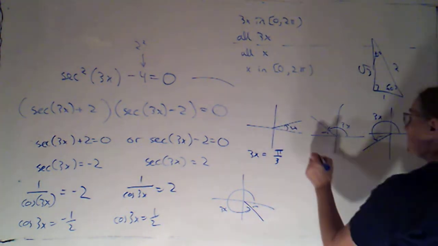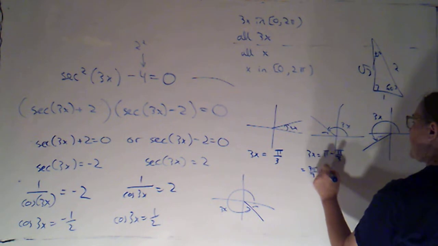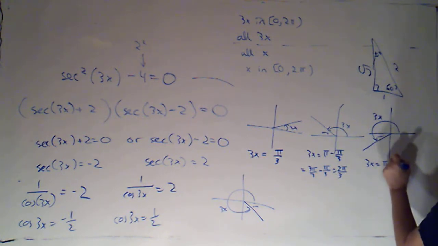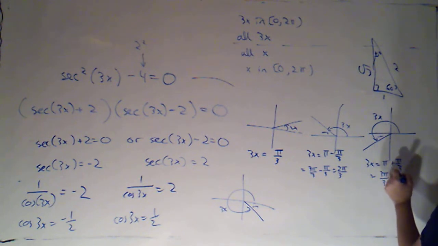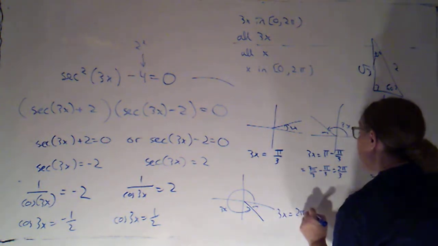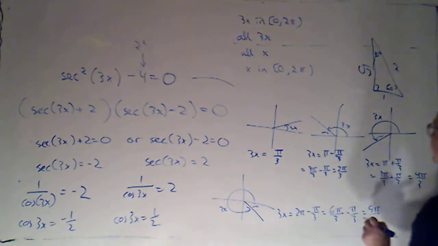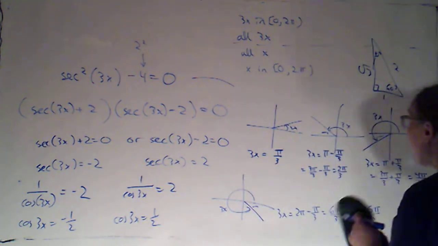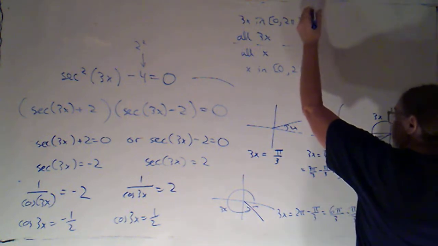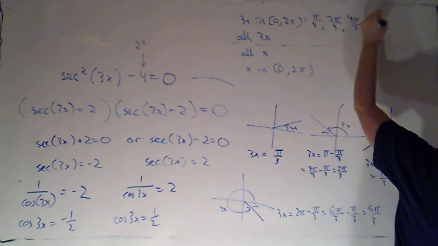Okay. So here we get 3x is equal to pi minus pi over 3. That's 3 pi over 3 minus pi over 3, so that's 2 pi over 3. Here we get 3x is equal to pi plus pi over 3. That's 3 pi over 3 plus pi over 3, so that's 4 pi over 3. And here we get 3x is equal to 2 pi minus pi over 3. So that's 6 pi over 3 minus pi over 3. So that's 5 pi over 3. Okay, so we have 4 values that 3x can be in this interval from 0 to 2 pi. So it could be pi over 3, 2 pi over 3, 4 pi over 3, or 5 pi over 3.